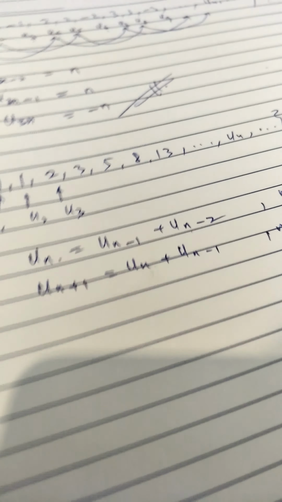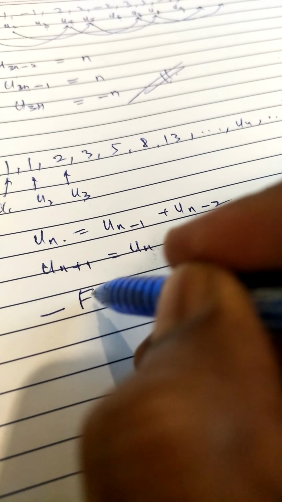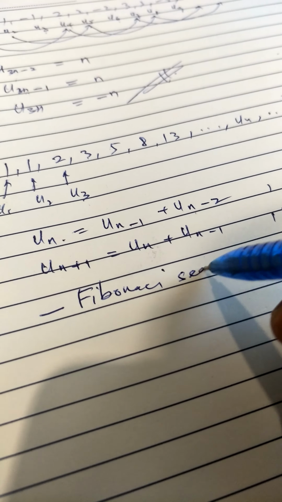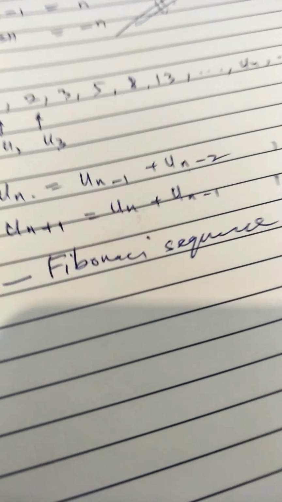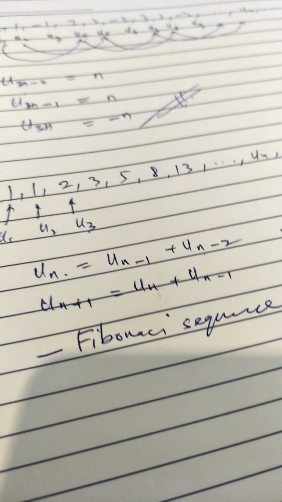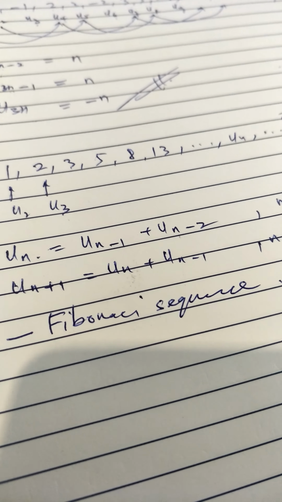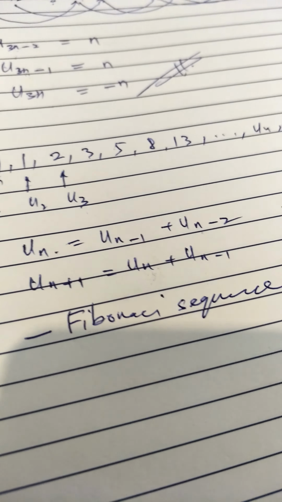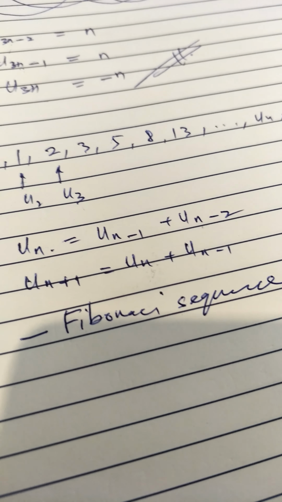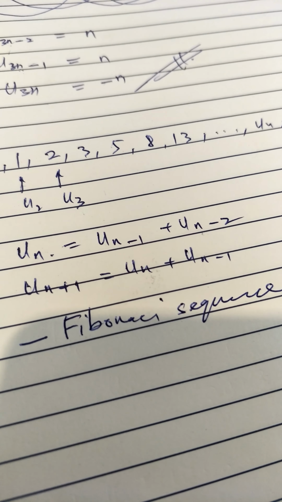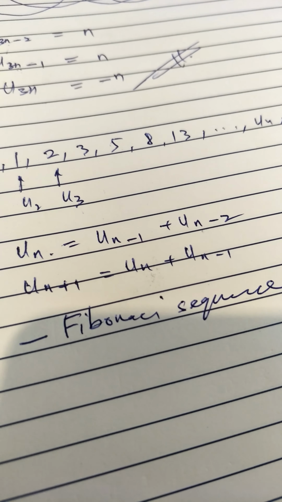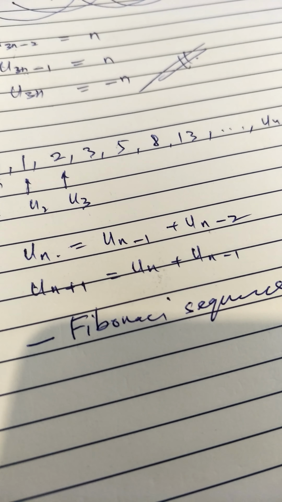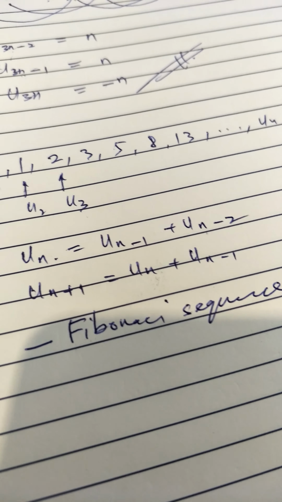Okay, so this we call it as a Fibonacci sequence. Fibonacci sequence. If you want to know who's Fibonacci, he is an Italian mathematician. You can search on the internet, then you can find who Fibonacci is. I will stop there.